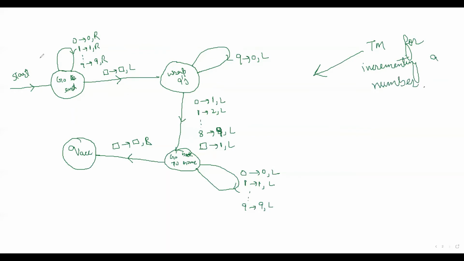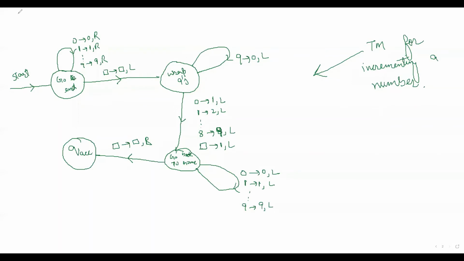So these are some of the Turing machines, some of the examples where we have understood how we can design Turing machines. Likewise, we can design a Turing machine to decrement a number. Design a Turing machine to decrement a number.